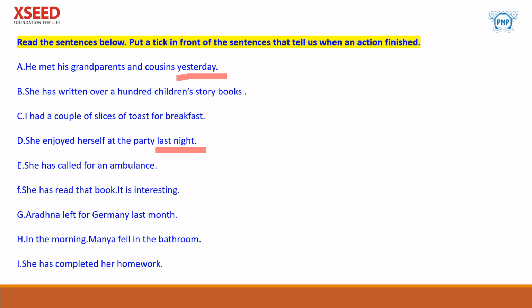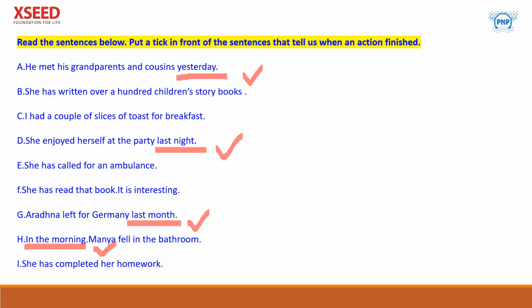So she has read that book. It is interesting. So here also they have not mentioned any such thing. Aradhana left for Germany last month. Okay, last month has been mentioned. In the morning, Manya fell in the bathroom. When? In the morning. Okay, she has completed her homework. So, in four sentences, the time has been mentioned when an action is finished or over.